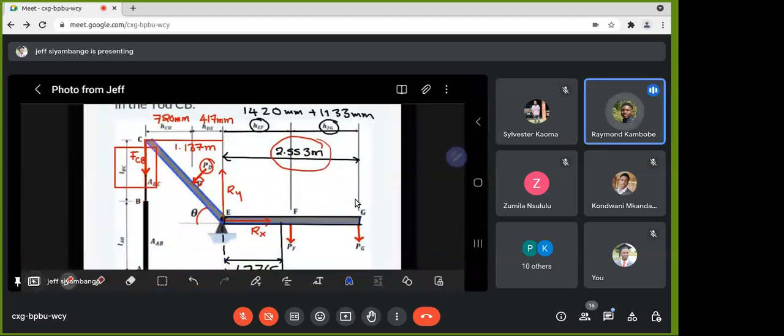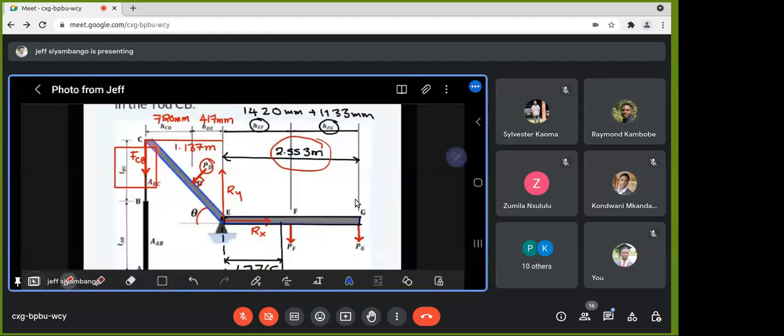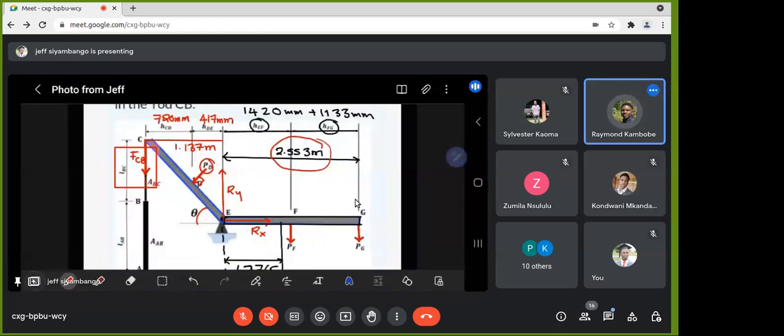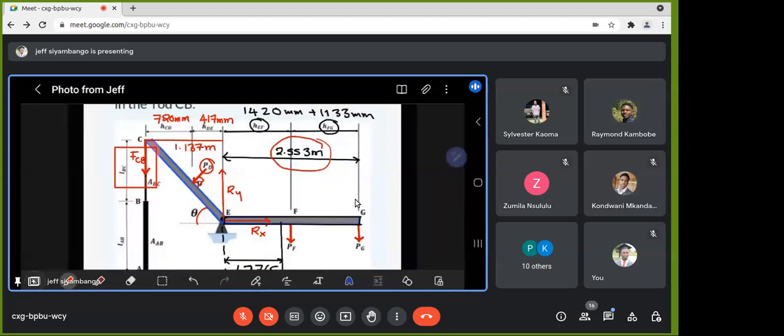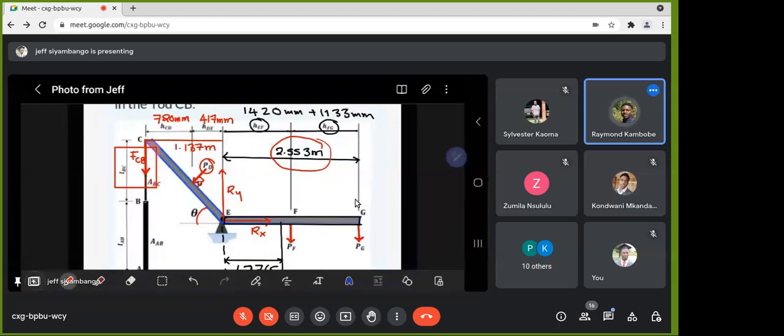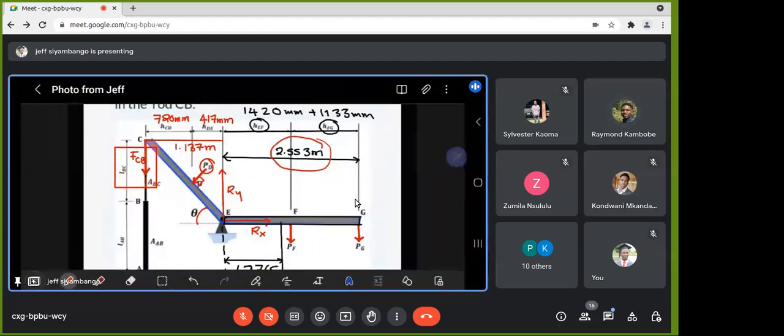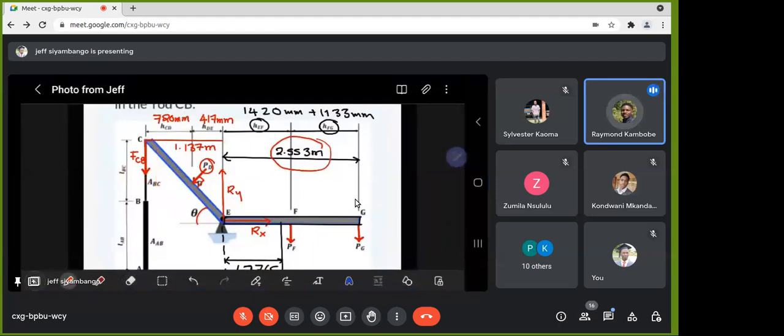It's the force we are looking for. The force that is acting along the member CB. Okay. Yeah, that's the force that is acting along that.